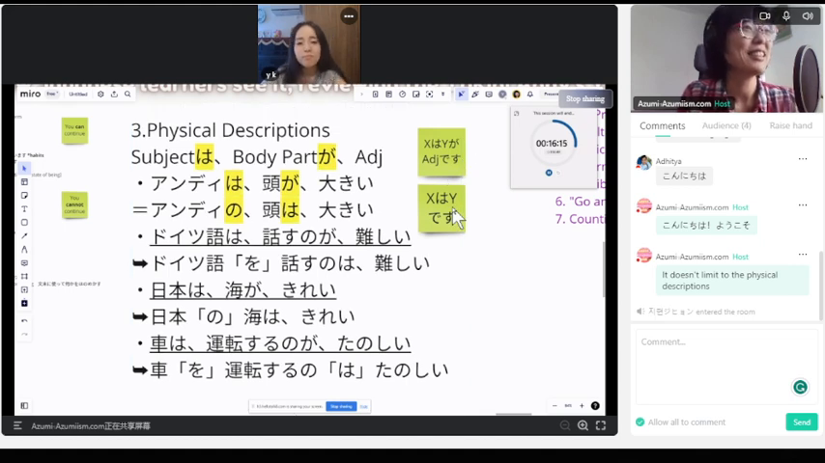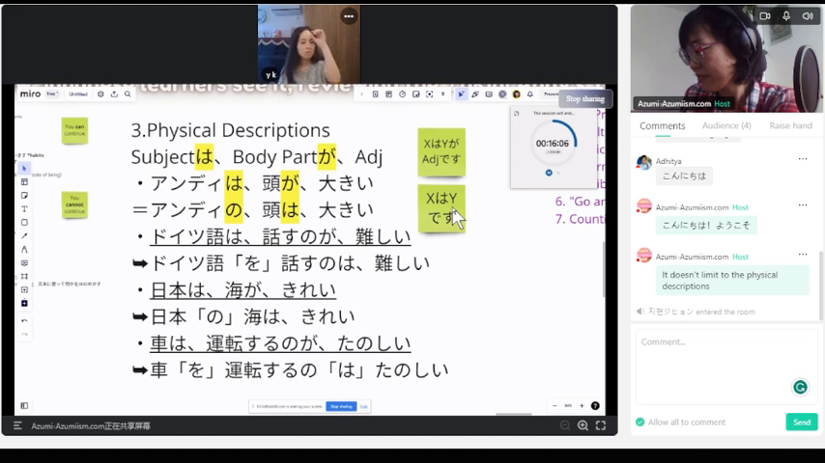Okay, that's good. Anything else you would like to add? X は Y です。Okay. 大丈夫ですか。Okay. はい、わかりました。So, Andy explains some Japanese body parts, like unique descriptions.